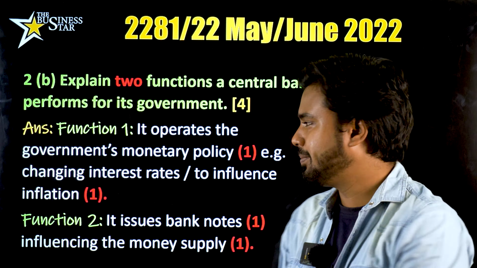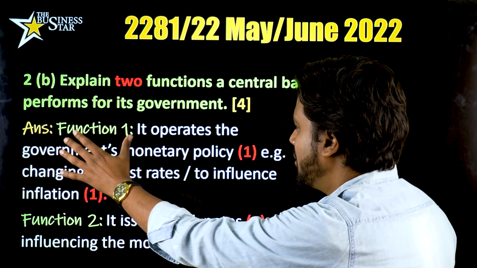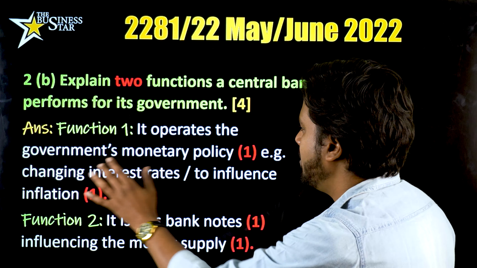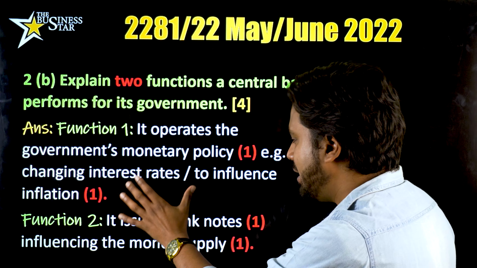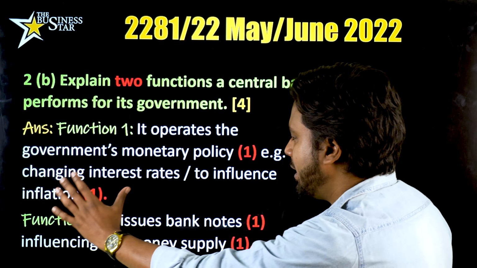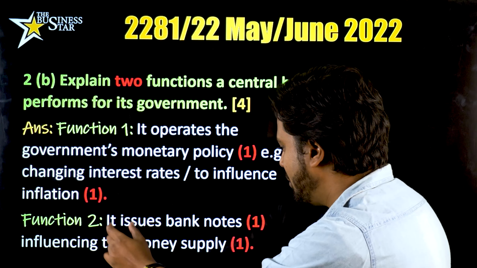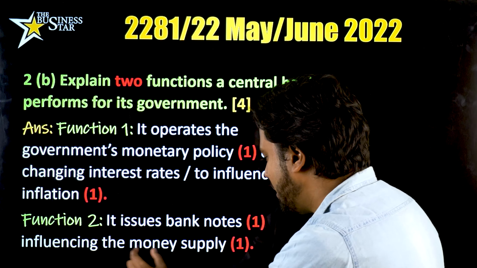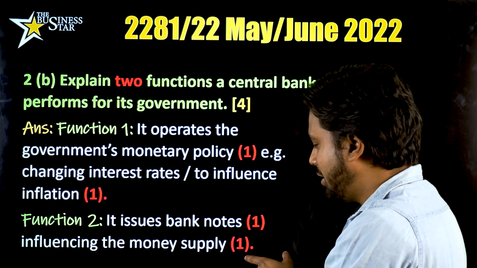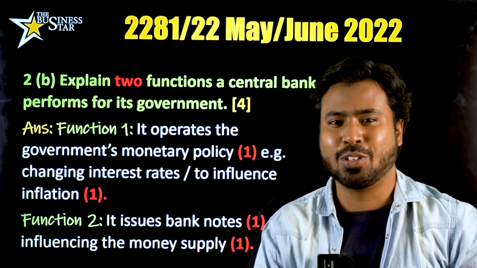Let's start the answer. The first function: it operates the government's monetary policy, for example, changing the interest rates, also to influence inflation. You can just choose any one because there's a slash sign given. In function 2, it issues banknotes, influencing the money supply. This is the knowledge, this is the analysis. Let's move on to question number 2C.